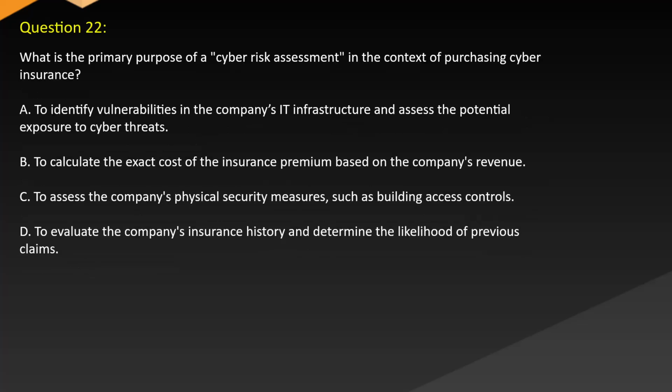Question 22. What is the primary purpose of a cyber risk assessment in the context of purchasing cyber insurance? A. To identify vulnerabilities in the company's IT infrastructure and assess the potential exposure to cyber threats. B. To calculate the exact cost of the insurance premium based on the company's revenue. C. To assess the company's physical security measures such as building access controls. D. To evaluate the company's insurance history and determine the likelihood of previous claims.